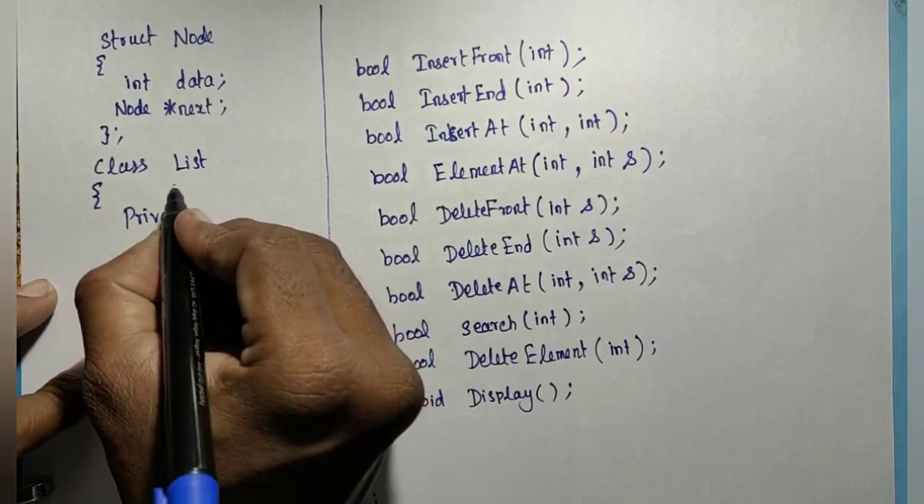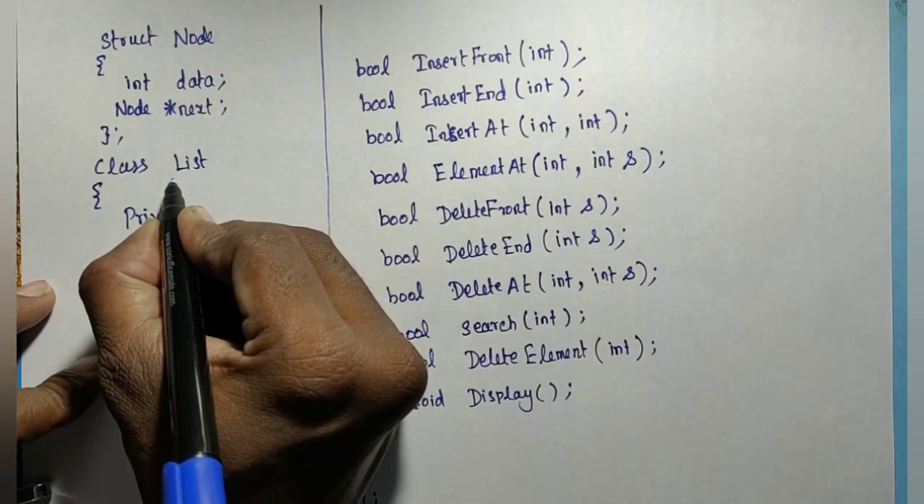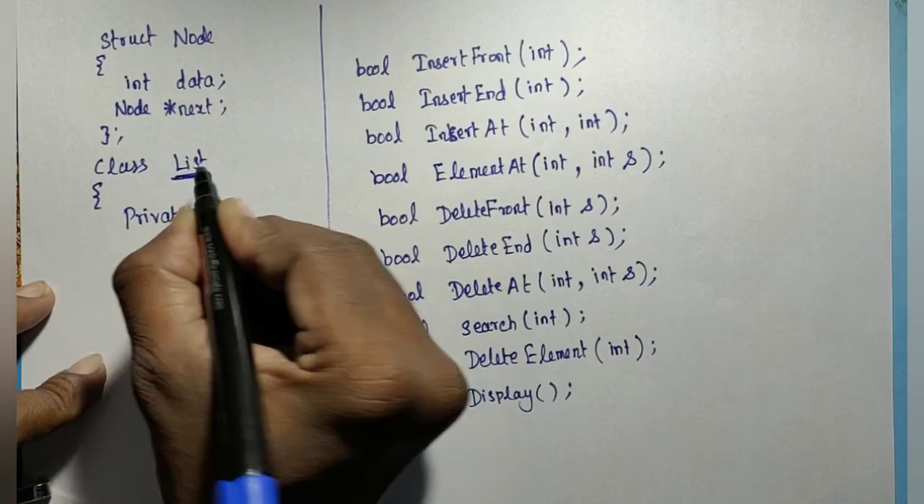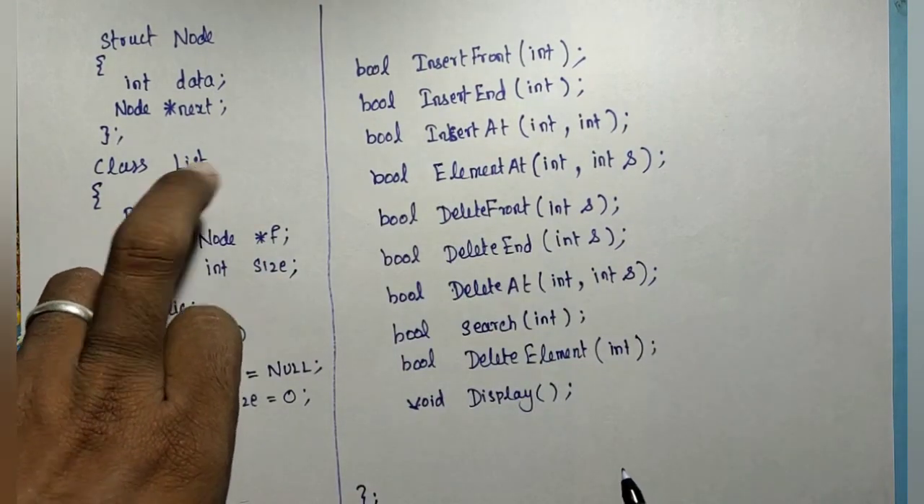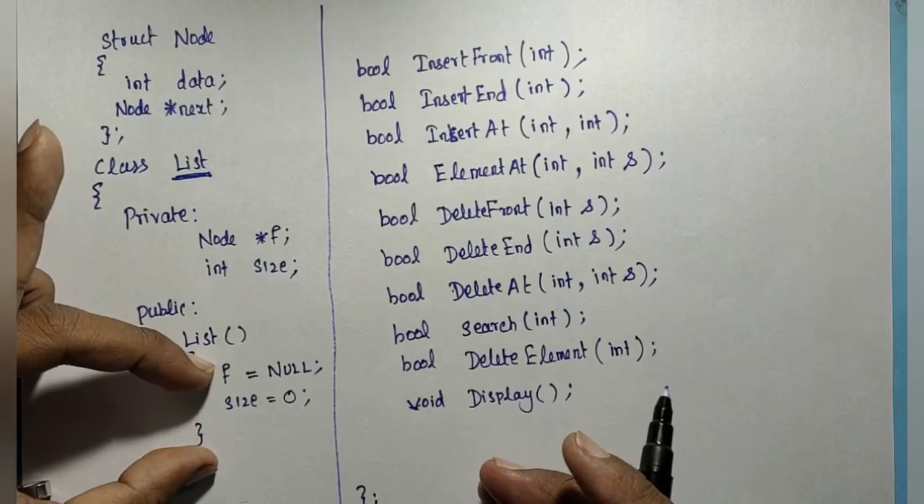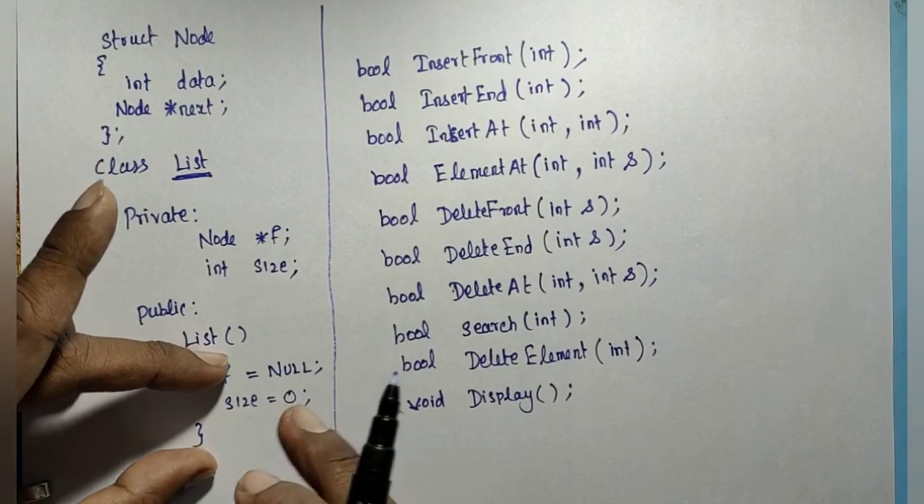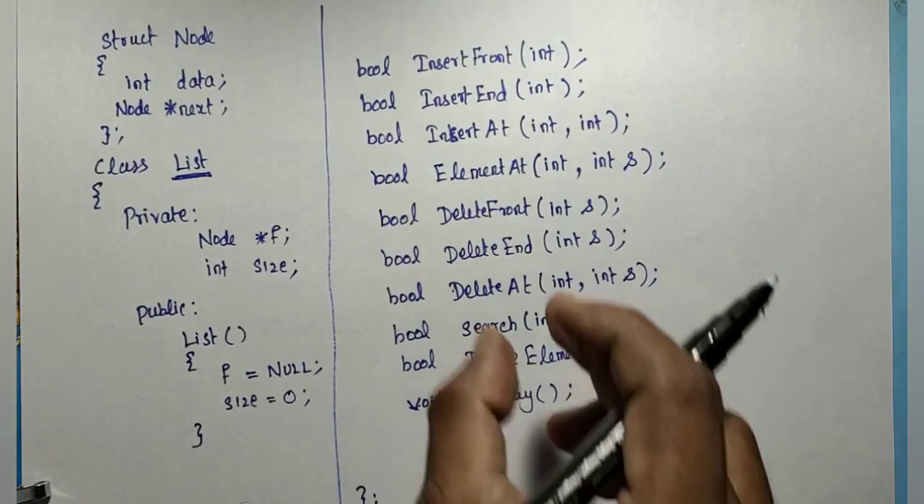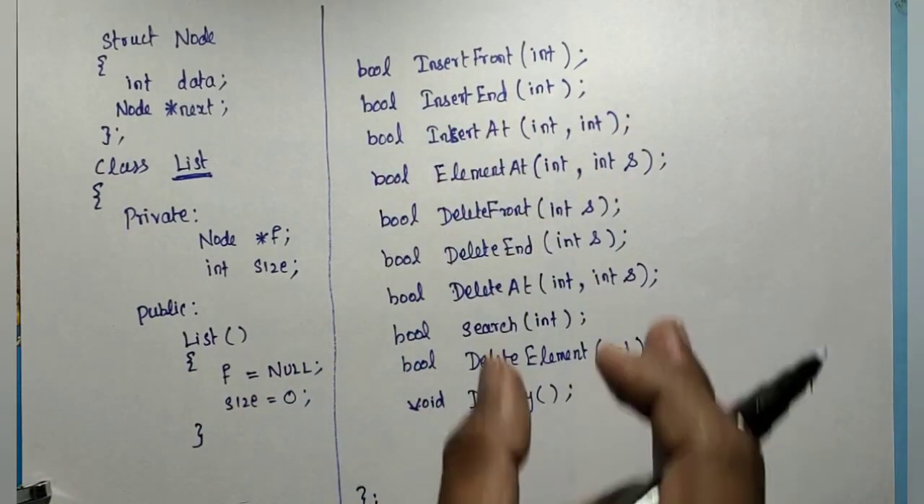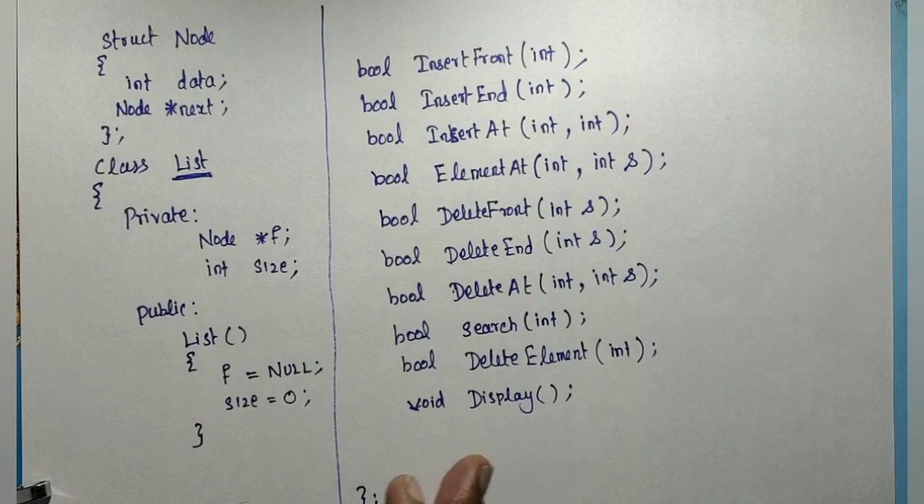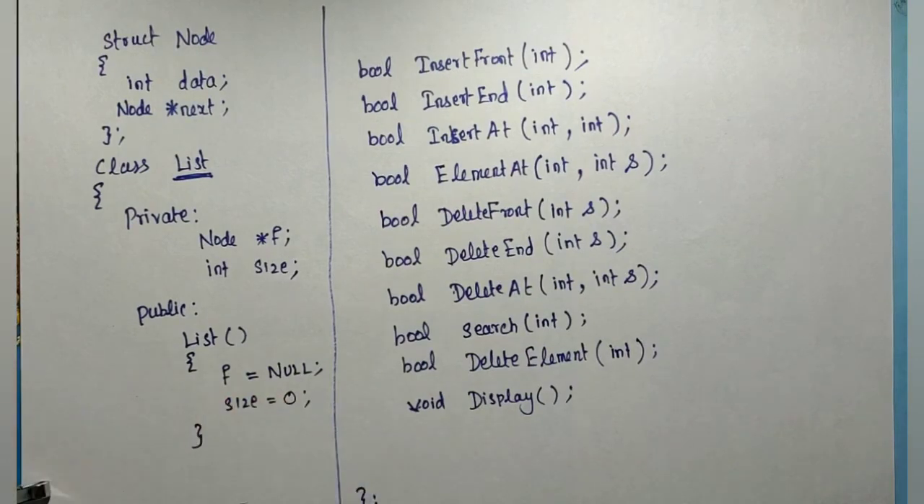So here we have created a class list. If you are creating an object for the list, this will be initialized. F will be null, size will be 0. The elements will be added one by one by calling this functionality. How to define these functions one by one will be explained in the next videos.